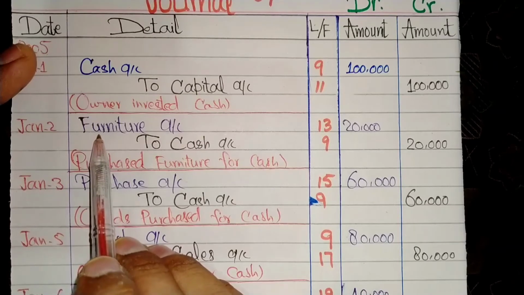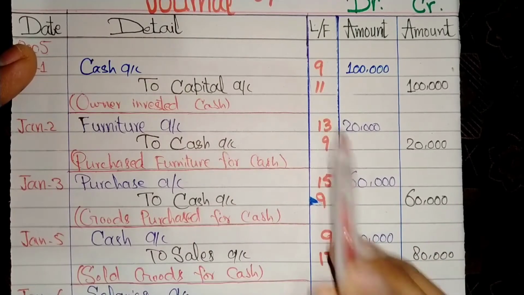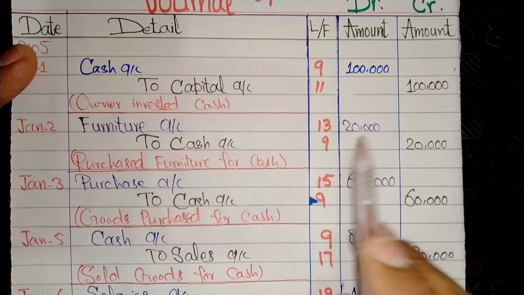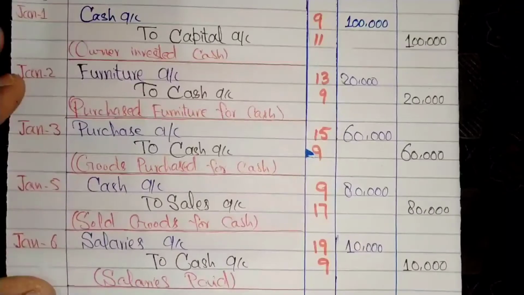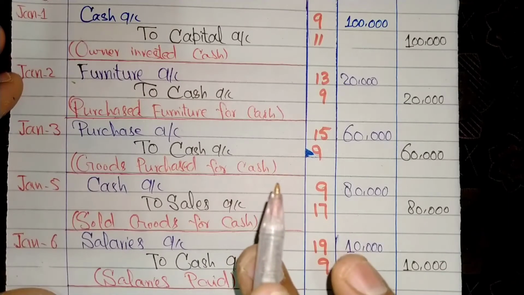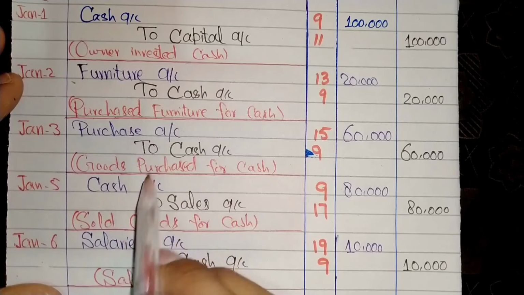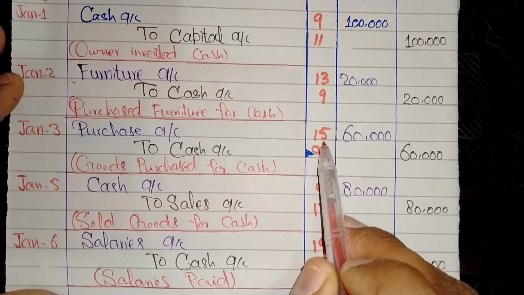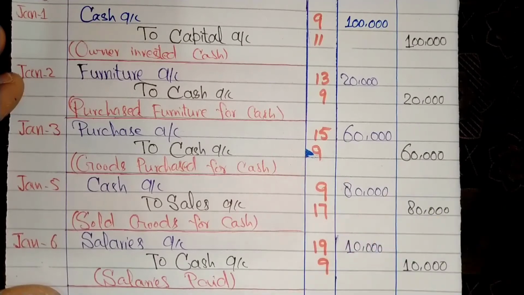So the journal entry will be furniture account debit to cash account credit. With the ledger folio number, furniture account is 13 and cash account, which we already discussed above, is 9, with amount 20,000 rupees and description: purchased furniture for cash. That's it. The third entry is on Jan 3rd, he purchased goods for 60,000 rupees. So the entry will be purchase account debit to cash account credit. Purchase account has a new ledger folio number, 15, with the same amount of 60,000 rupees and description: goods purchased for cash. The entry has been completed here.